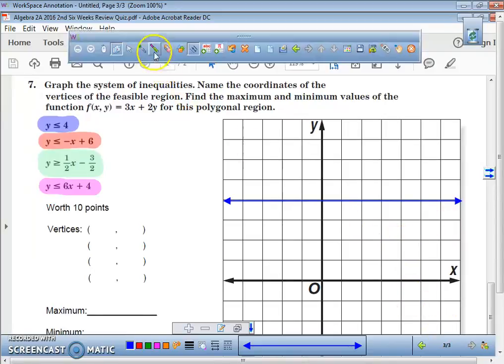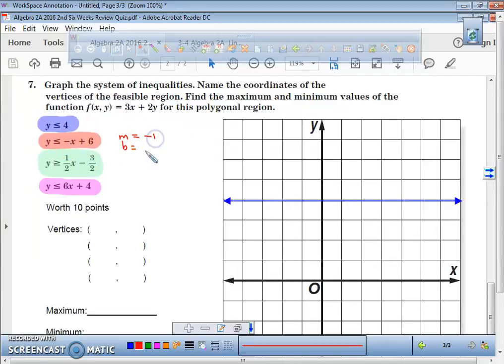Okay. Now let's look at our red line, our red inequality. What is the slope and what is the y-intercept for this inequality? Slope is -1. Our y-intercept is at a 6. But what does a -1 slope mean? It means I have to go down 1 and over 1 to the right. So go up 1, 2, 3, 4, 5, 6. I'm going to save the shading for the end.